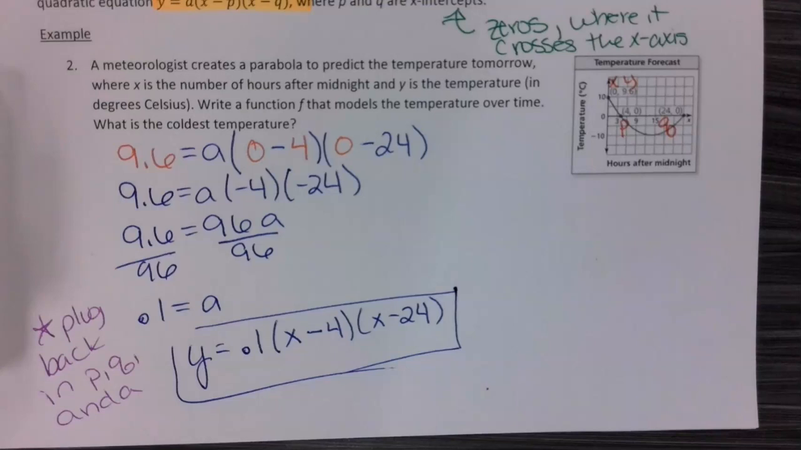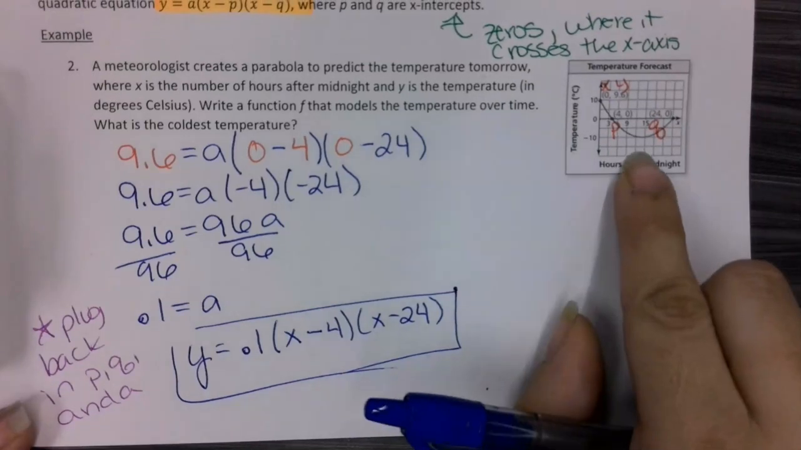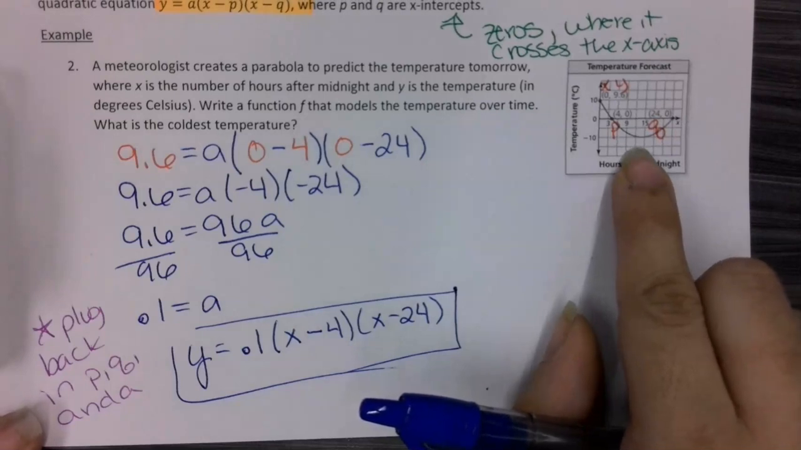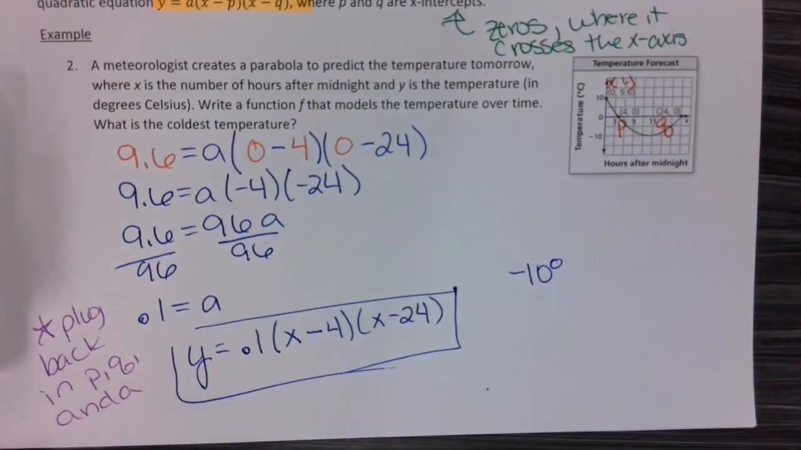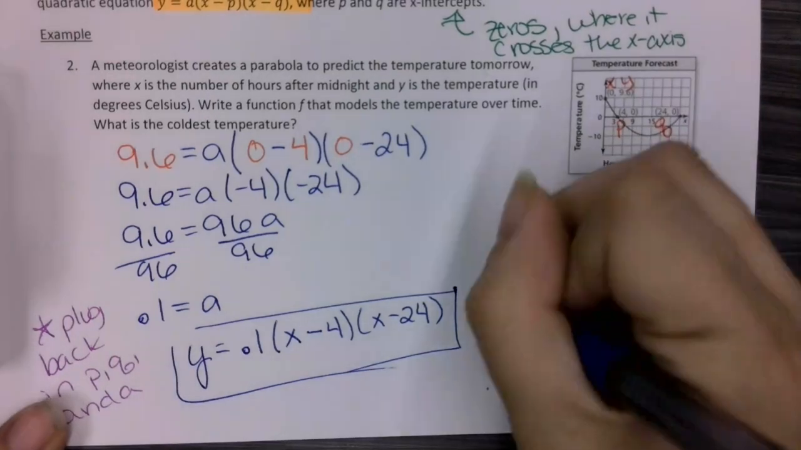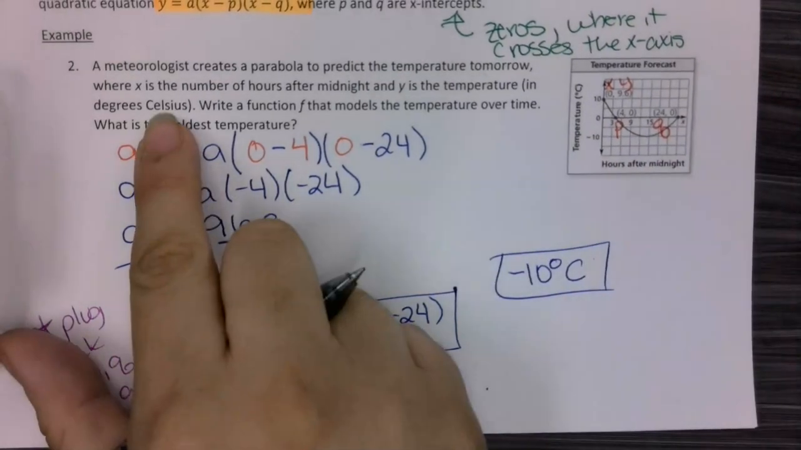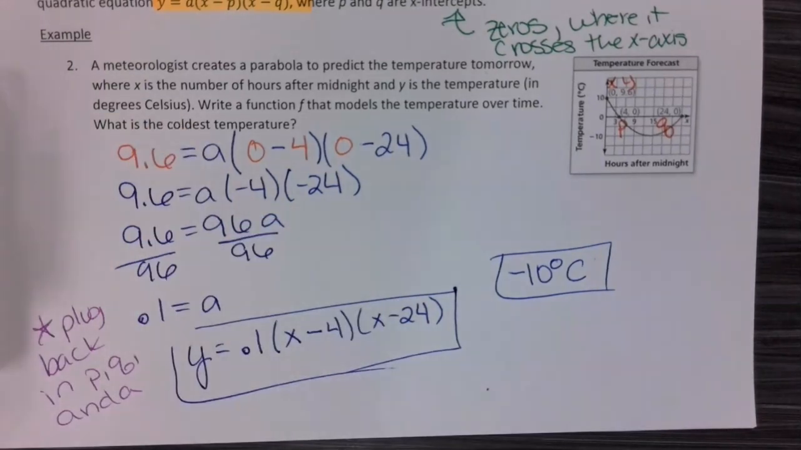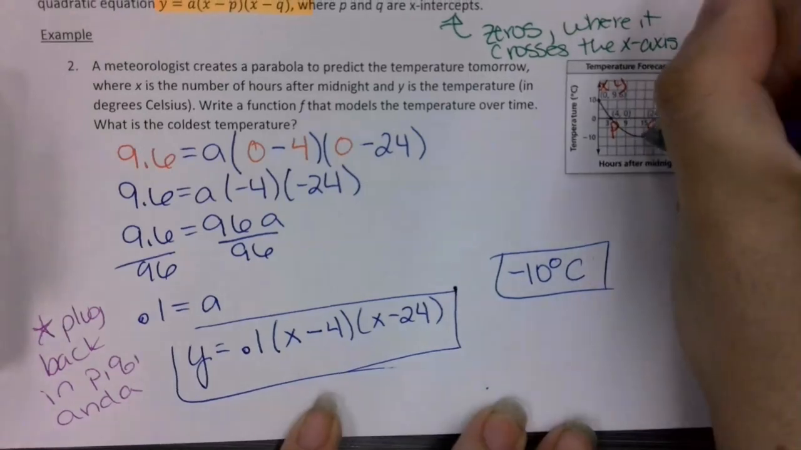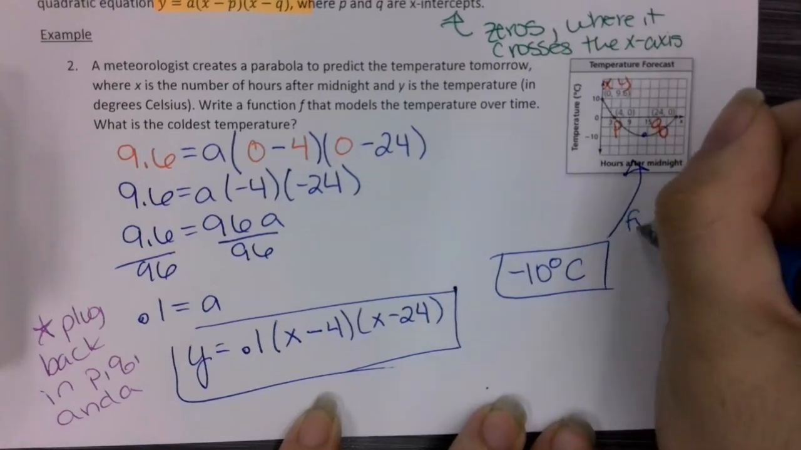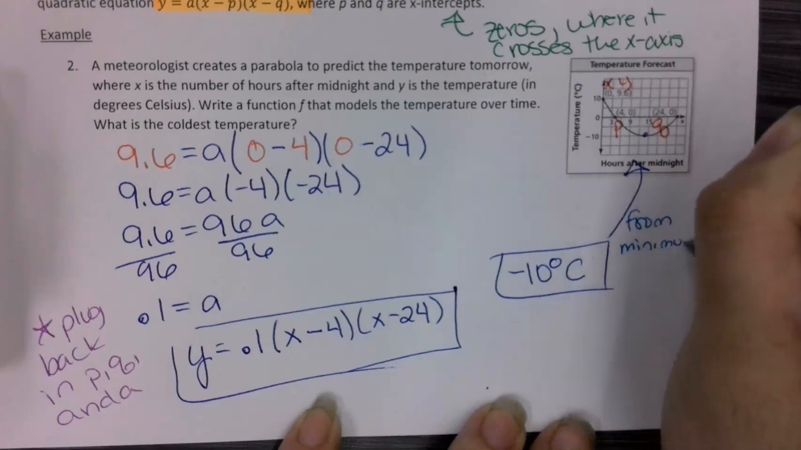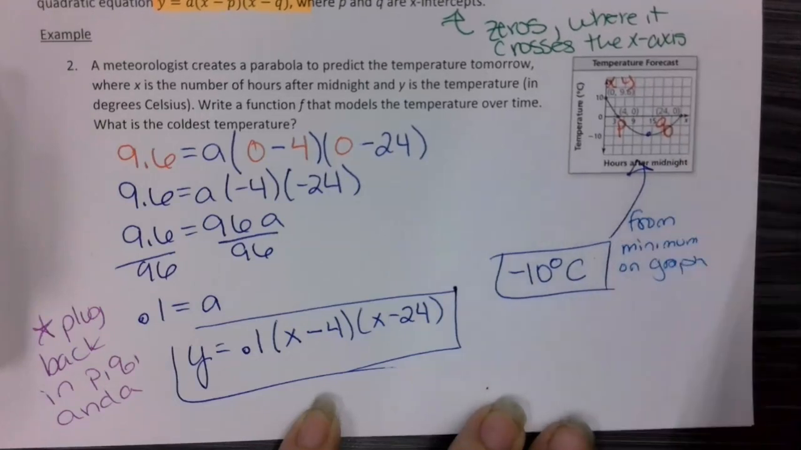Okay. Then this one also wanted me to say what the coldest temperature is. I can graph it and find the minimum, but they already graphed it for me, so I can look at this graph and see the minimum. What is the minimum value? Negative 10 degrees Celsius, because the problem told us it was in Celsius. Okay, questions here.